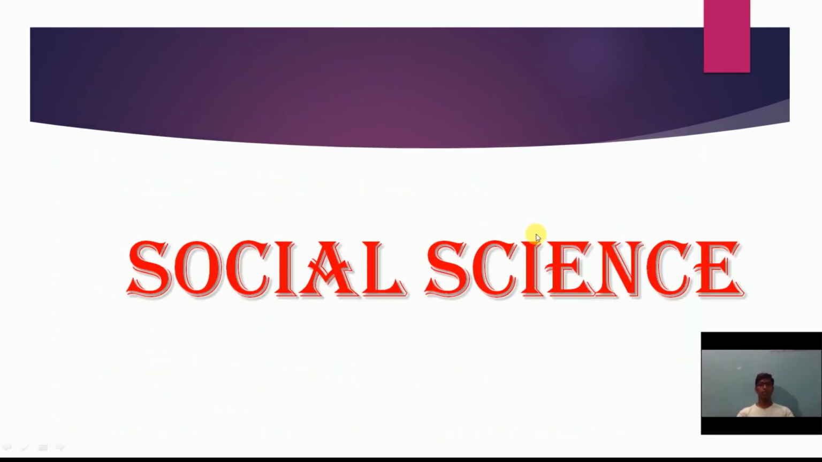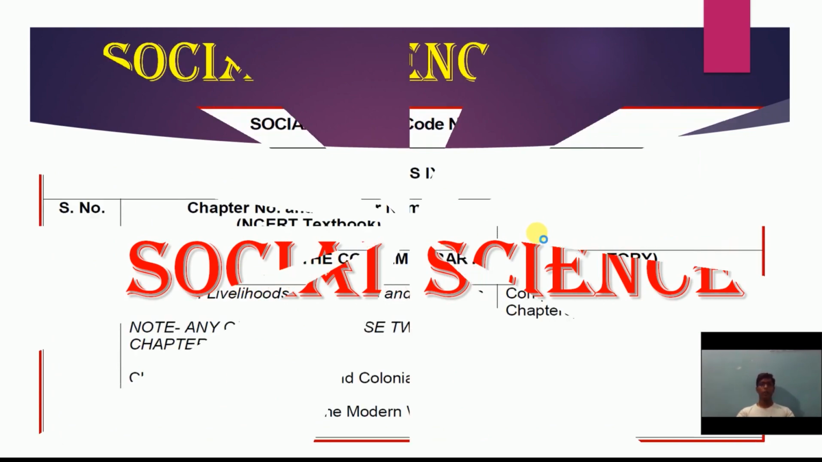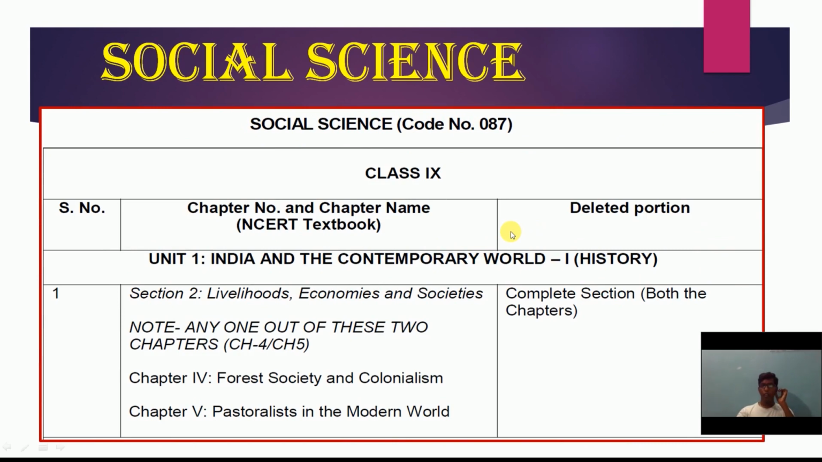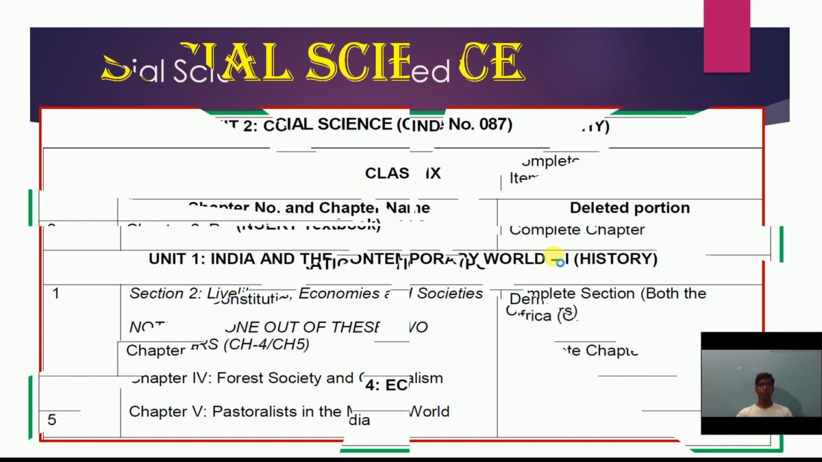Next subject is social science. Let us discuss what topics have been removed from social science. What we observe in social is that from all the parts, like history, geography, economics and polity, some topics have been removed. In the deleted portion, section 2 from the first chapter: Livelihoods, Economies and Societies. Here, note any one of the two chapters, Chapter 4, Forest and Society, and from this, the complete section, both the chapters, the entire thing has been deleted.